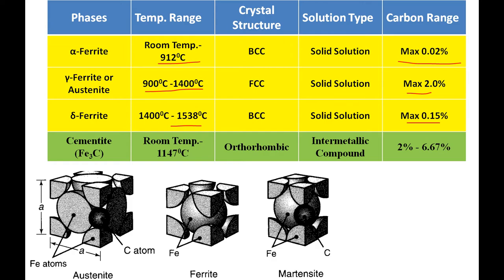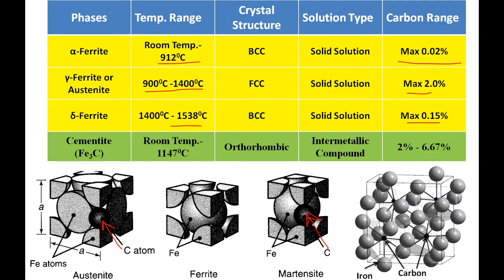You can also see this in my last lecture. Here are the carbon atoms. Carbon atoms are actually accommodated in this crystal structure, as you can see. As carbon atoms are so small, they can enter into the crystal structure. But what happens when they form a chemical composition with iron? This is actually an intermetallic compound, known as cementite, that is Fe3C, which ranges from 2% to 6.67%, and its shape is orthorhombic.